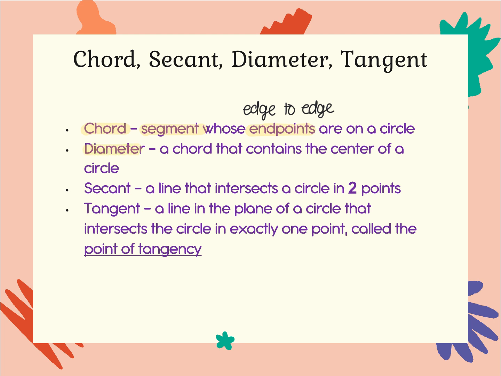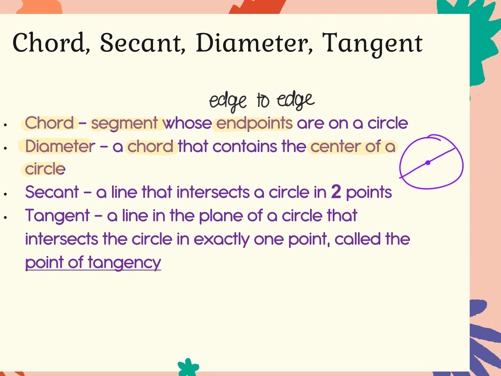Looking at the next one, I have my diameter. Keep in mind a diameter is also a chord, and it contains the center of the circle, so the radius goes halfway. I'm going to go ahead and draw my diameter. Here's my circle. Here's my center. My diameter goes all the way across. Keep in mind your diameter is also considered a chord. How is it considered a chord? Because there are two endpoints. It goes from edge to edge of my circle.